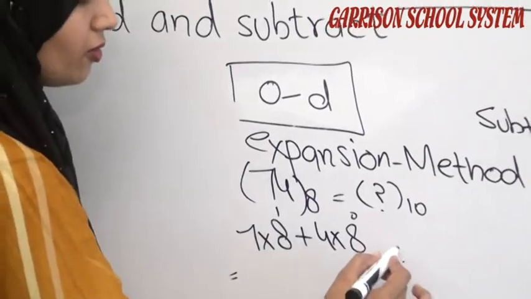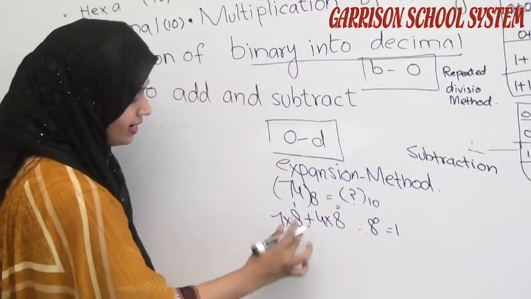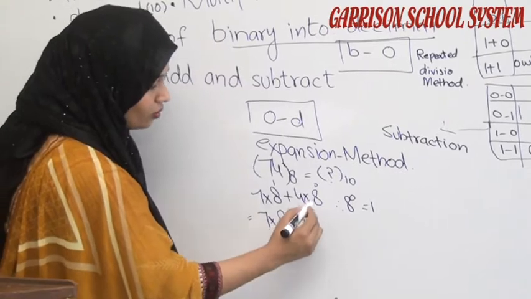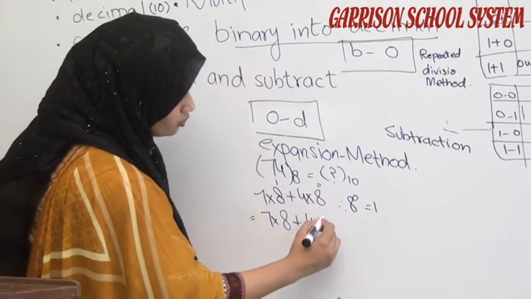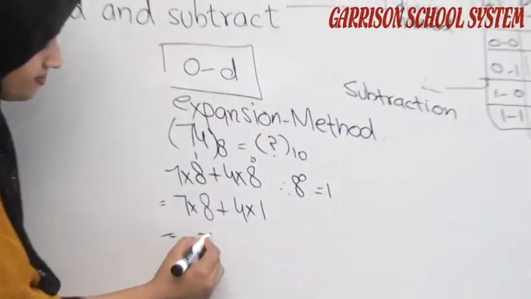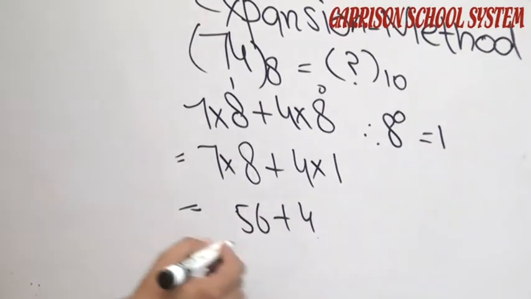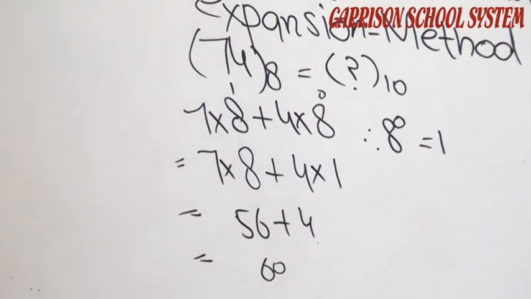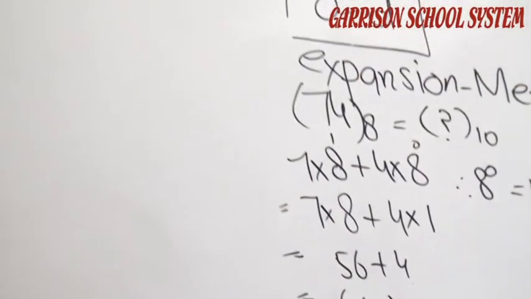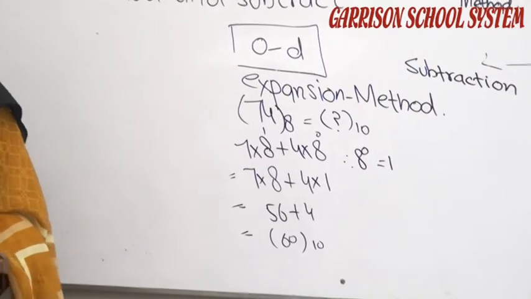You all know 8 to the power 0 is equal to 1. 8 to the power 1 is 8, so 7 8s are 56, plus 4 1s are 4. 56 plus 4 is equal to 60. So this is the answer in the decimal number system. This is the expansion method. How can we convert octal numbers into decimal numbers? We can use the expansion method.